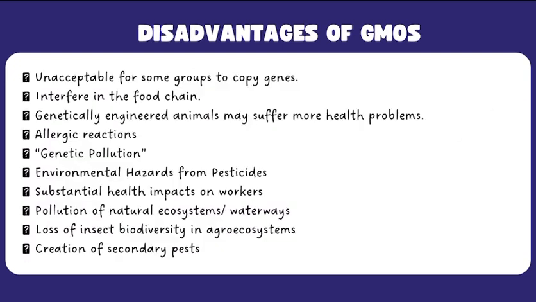Disadvantages of GMOs. Unacceptable for some groups to copy genes, interfere in the food chain. Genetically engineered animals may suffer from health problems. Number 4. Allergic reactions. Number 5. Genetic pollution. Number 6. Environmental hazards from pesticides. Number 7. Substantial health impacts on workers. Number 8. Pollution of natural ecosystems, waterways. Number 9. Loss of insect biodiversity in agro-ecosystems. Number 10. Creation of secondary pests.